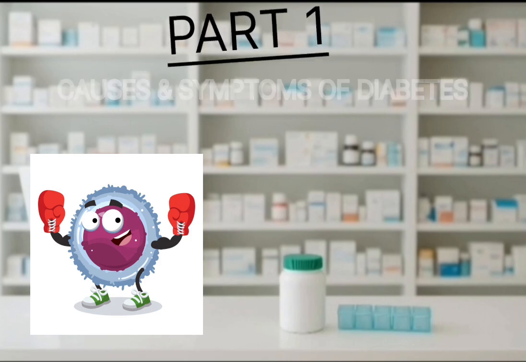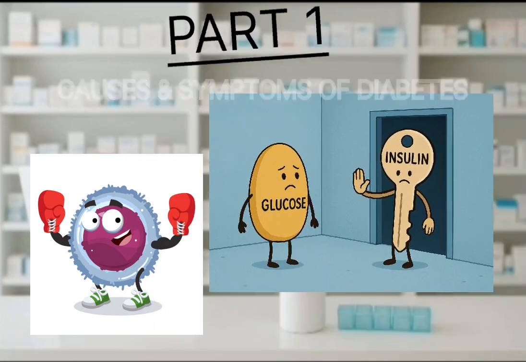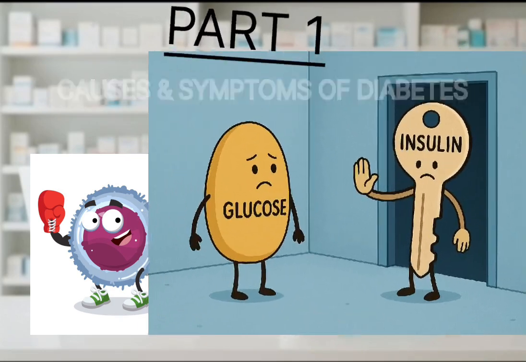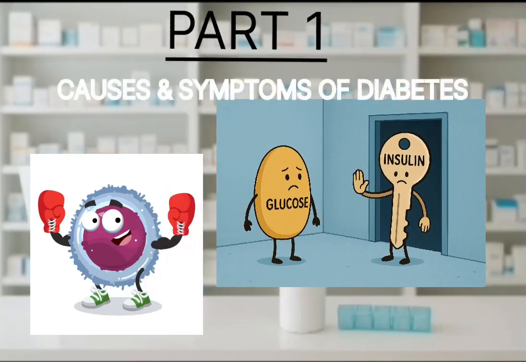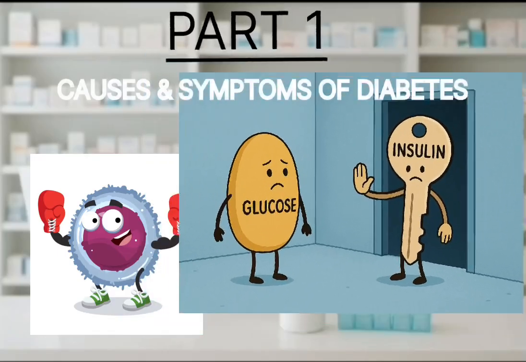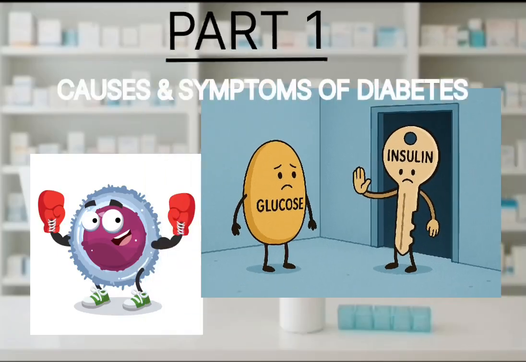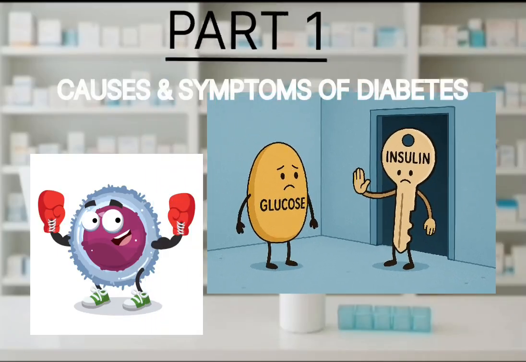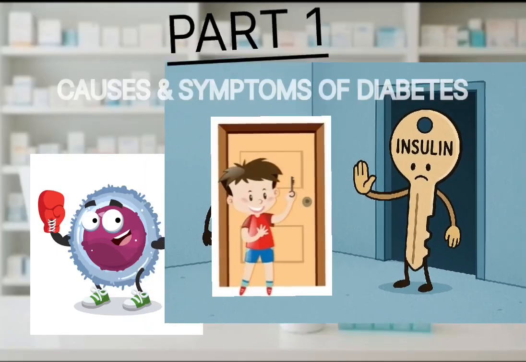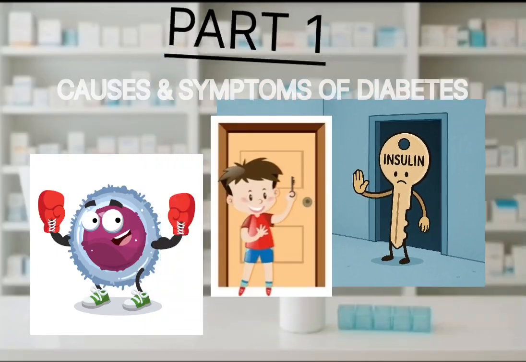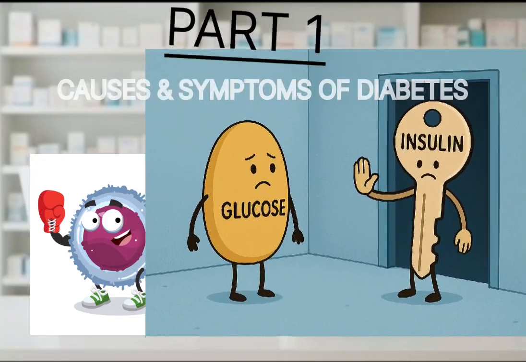Okay. Now we all know that the room has a door, and there is a person standing outside the room at the door named glucose. So the person glucose wants to go inside the room, but the door is locked. Now we need a key to open the lock and go inside the room. Now the name of the key is insulin. If glucose finds the key, insulin, then he or she will open the door and go inside the room. Now what is insulin, what is glucose, and what is a cell?